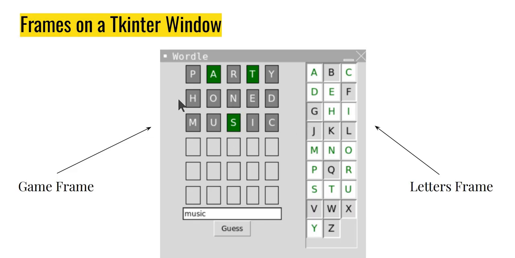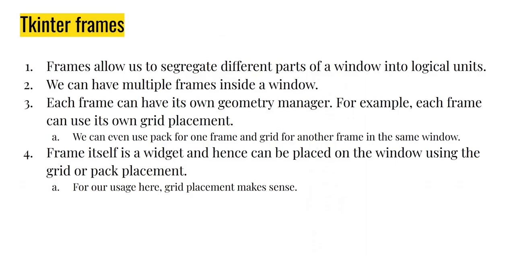The reason is very simple. In both these frames, the widgets are very, very neatly organized. Just that the grid that is running for the game frame will be completely independent of the grid that we run for the letters frame. And that's the beauty of frames. The two can be completely independent, and that keeps it quite flexible and quite versatile. Now, keep in mind that frame itself is a widget, which means that when we place the frame on the window, we can use grid or pack again. In this case, we will use the grid placement again because think about it.